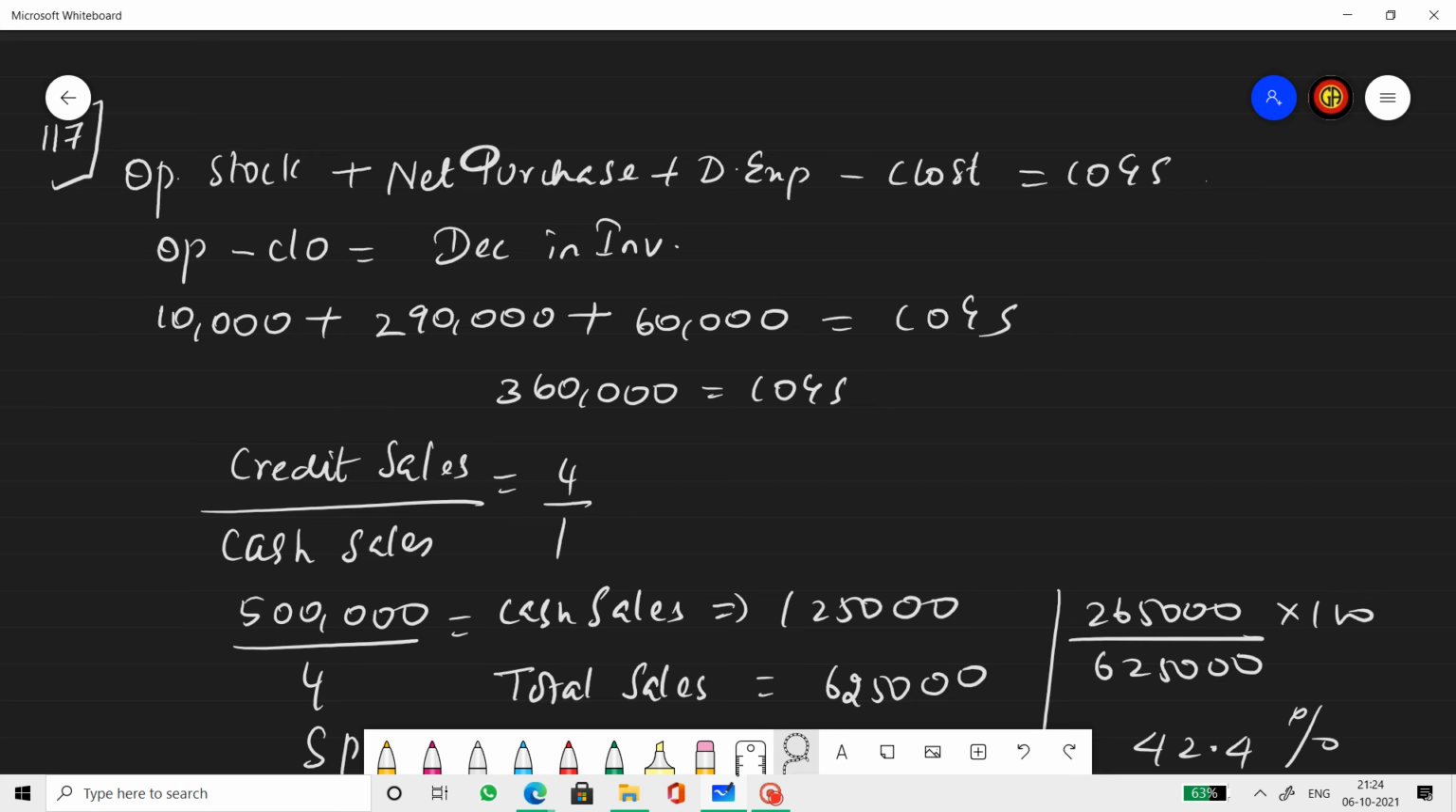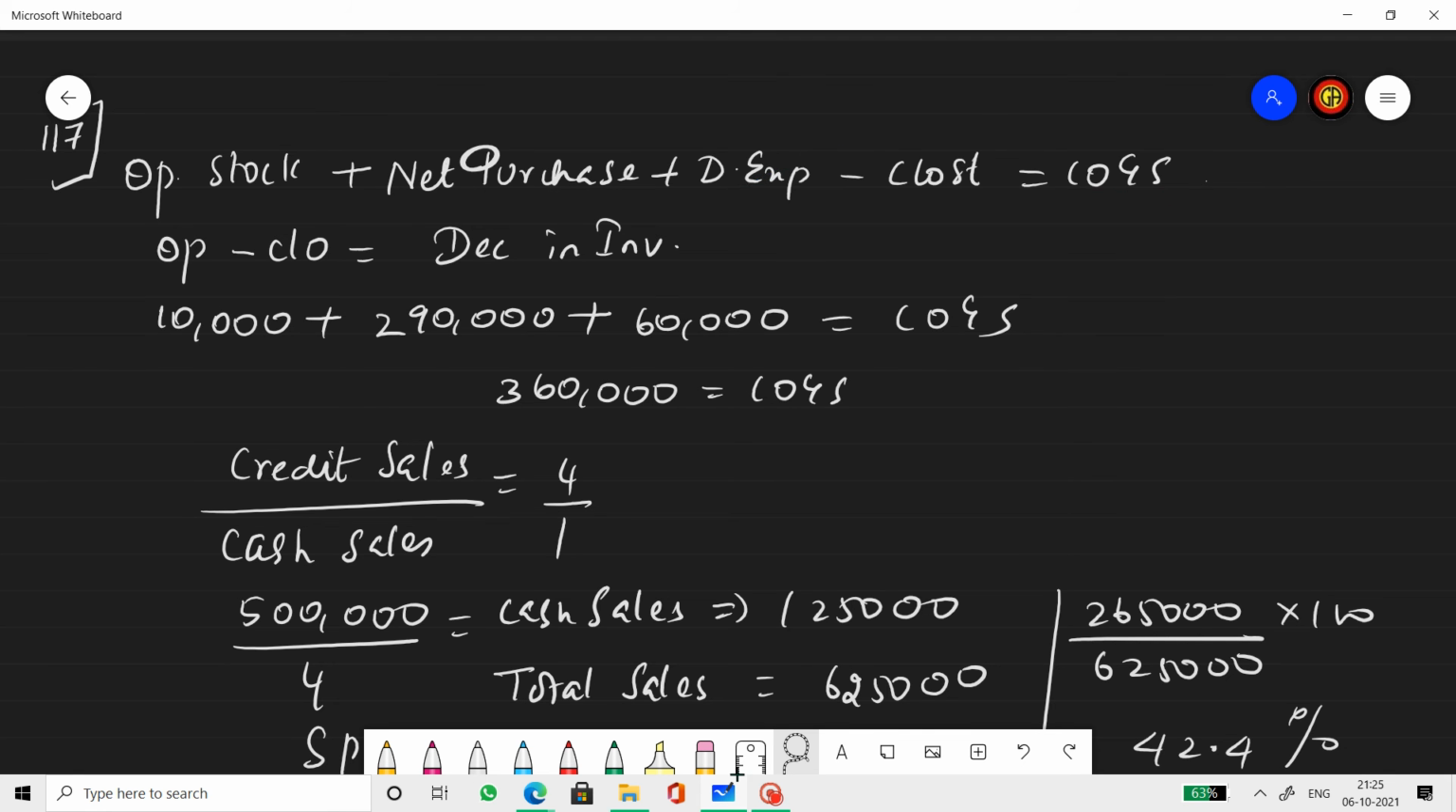Opening stock, net purchase. So purchase minus purchase return is net purchase, plus direct expenses. DE is direct expense. Any expenses that we usually record in the trading account, like carriage inwards, any inwards expenses, factory, fuel, lighting, wages, etc. Less closing stock is COGS.